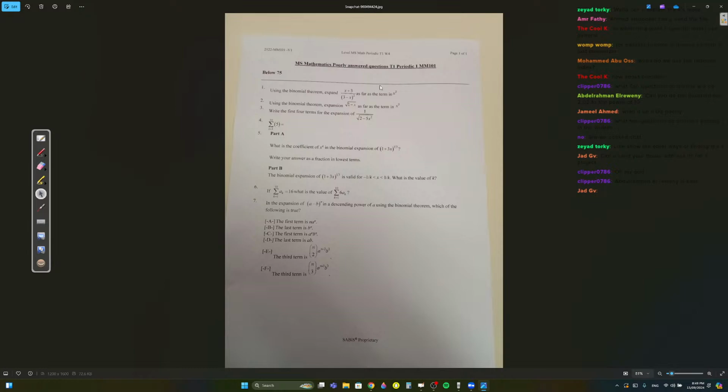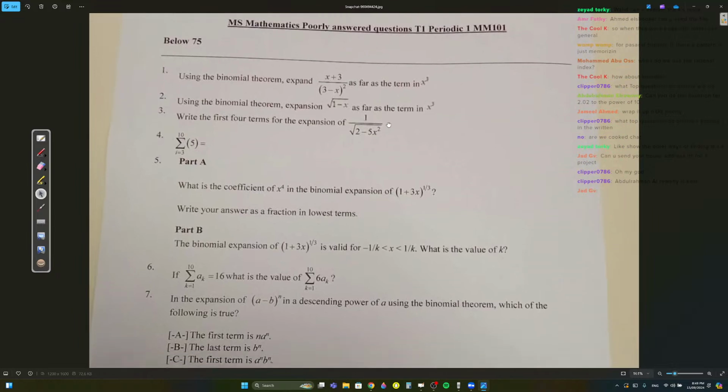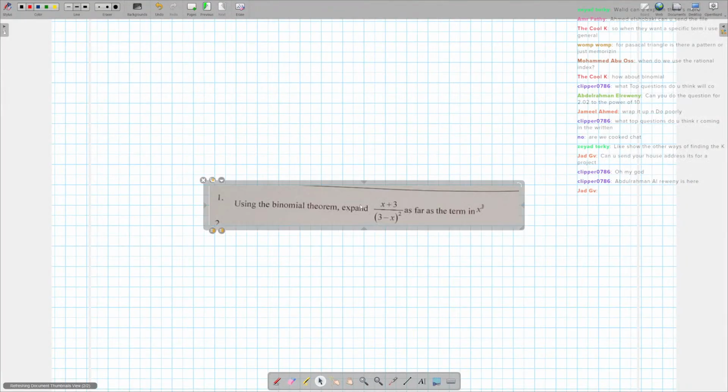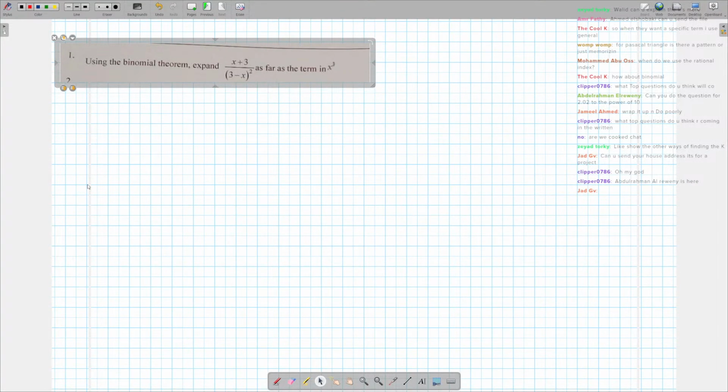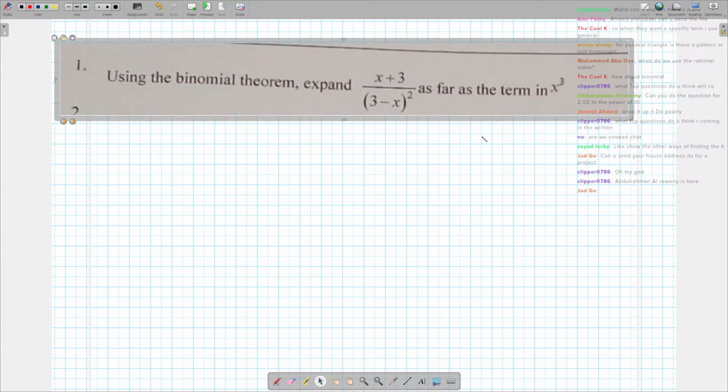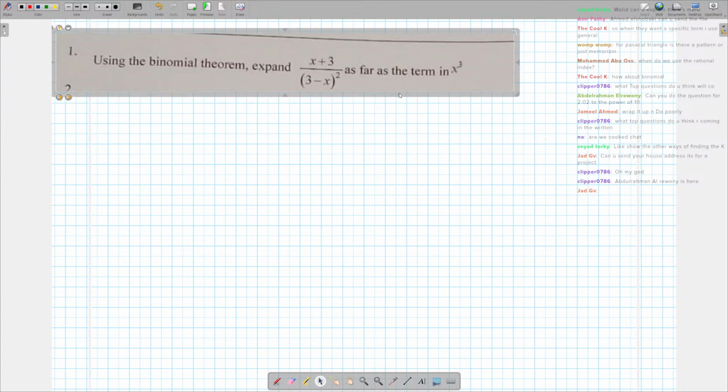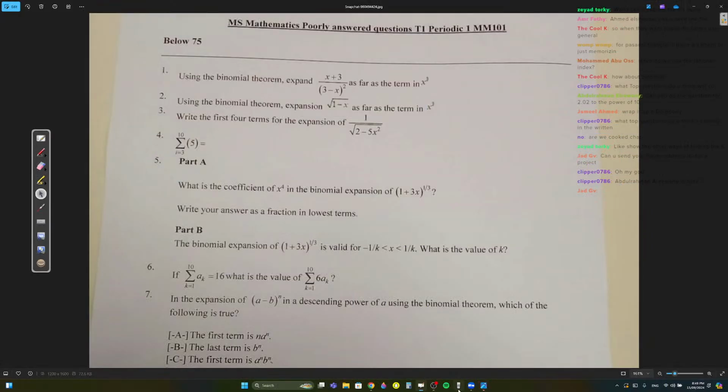Okay, these are poorly answered. We're going to solve these because they're probably going to come in the computer part. Using the binomial theorem, expand this as far as determining x cube. I'm going to take this into my open board. Before I start, just let me check on one thing.